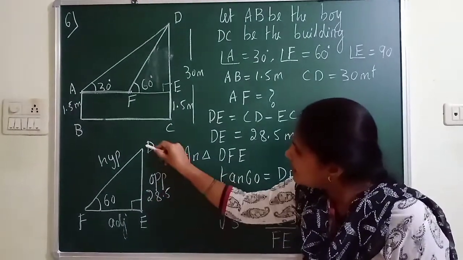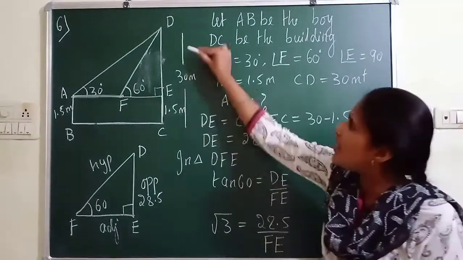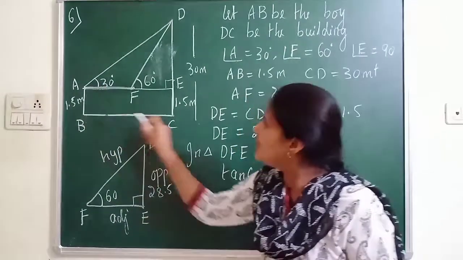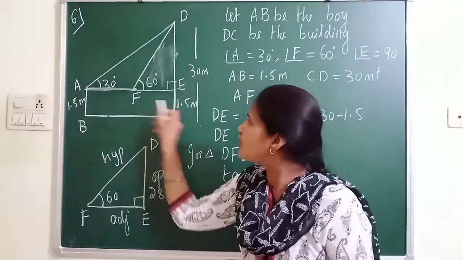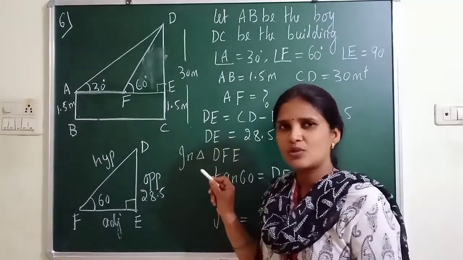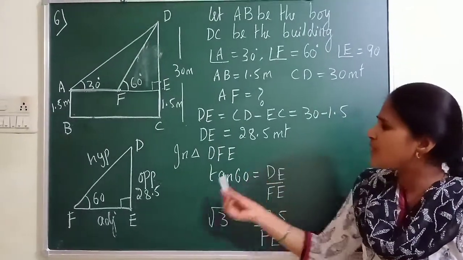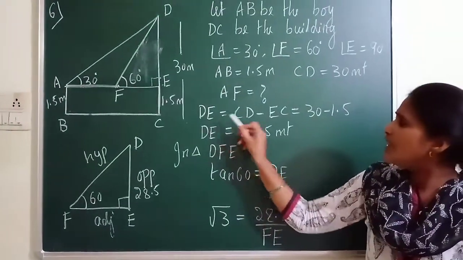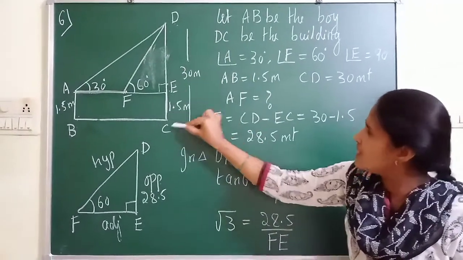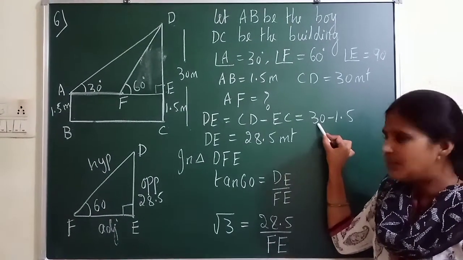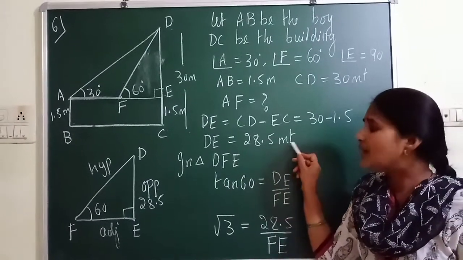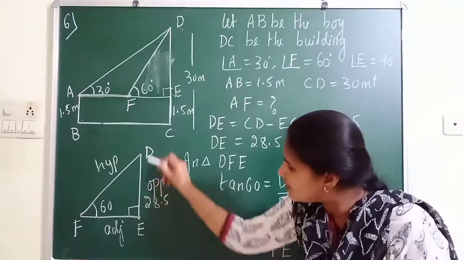And we need to find DE first. So let us find DE with the help of the height of the building and the height of the boy. Because you can see ABCE forms a rectangle, you know that opposite sides are equal in a rectangle. So AB is 1.5 and EC is also 1.5. With the help of this, let us find the value of DE first. DE equals CD minus EC. What is CD? Given it is 30 meter, minus 1.5, that is EC. We get DE as 28.5 meters. So I got the length of DE.